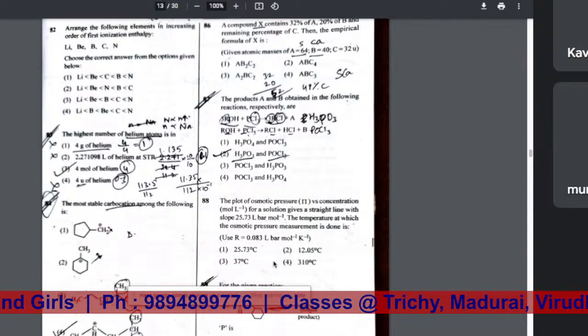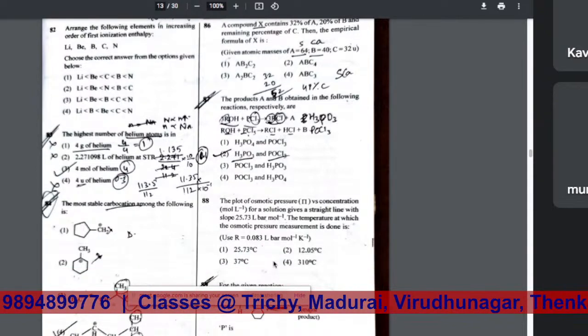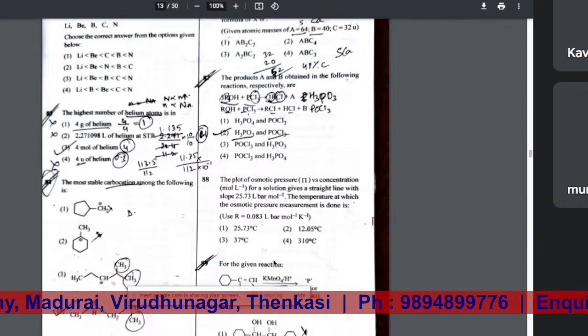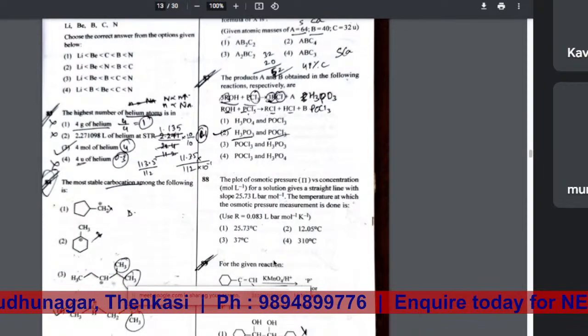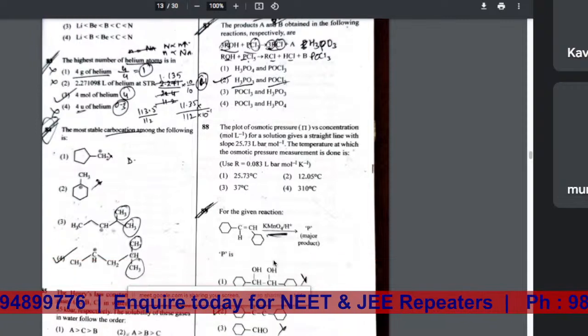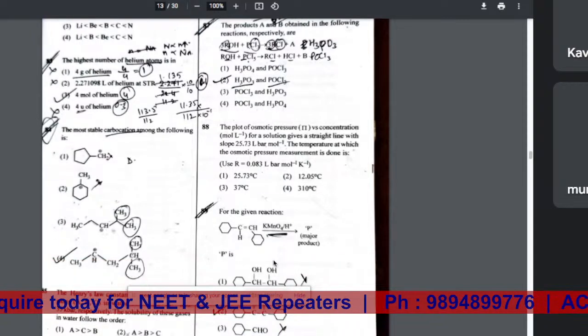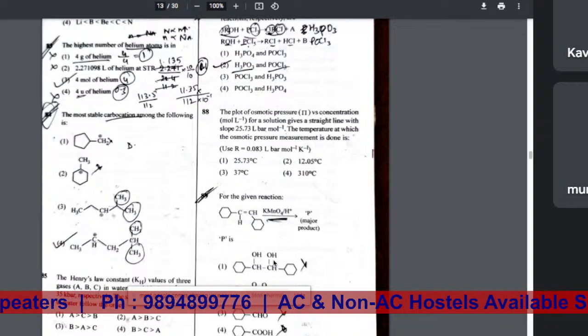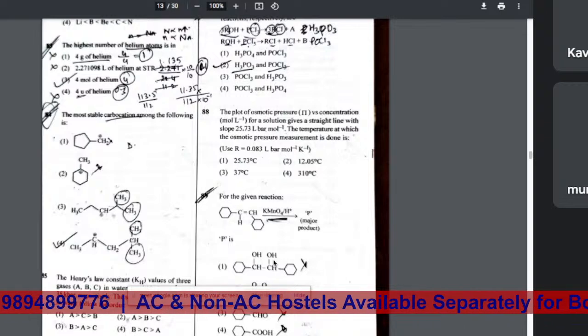Okay. Next is question number 84. The most stable carbocation among the following is the first carbocation. If we check, this is a 1 degree carbocation. Second carbocation is a 3 degree carbocation. Third is also a 2 degree carbocation. Fourth is also 2 degree. So a 3 degree carbocation is more stable than 2 degree, than 1 degree. So the correct answer is the second answer.